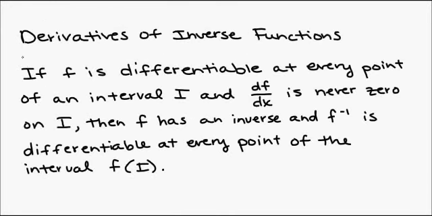Okay, so you can see this is a theorem, derivatives of inverse functions, and this says that if f is differentiable at every point of an interval I, and df dx is never 0 on I, so the derivative is never equal to 0, then the function f has an inverse, and f inverse is differentiable at every point of the interval f of I. So if your function is differentiable on whatever interval, and the derivative is not equal to 0, then the inverse is also differentiable.